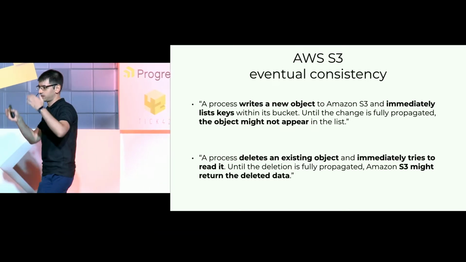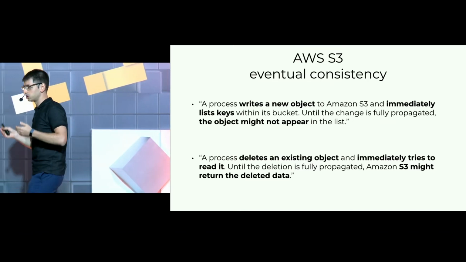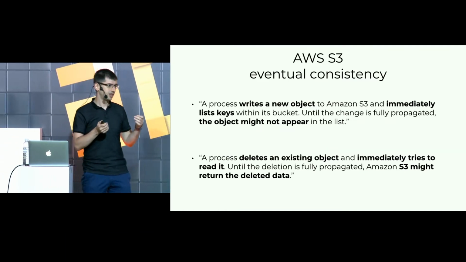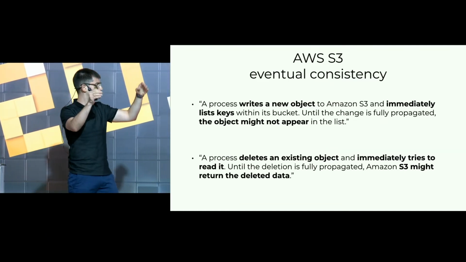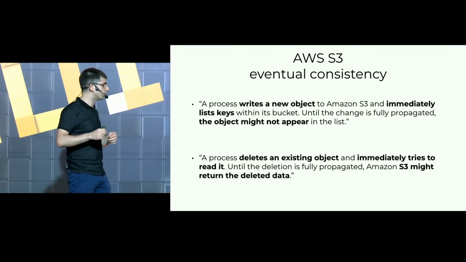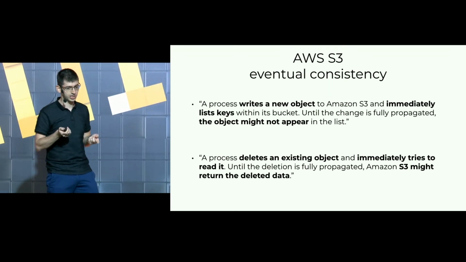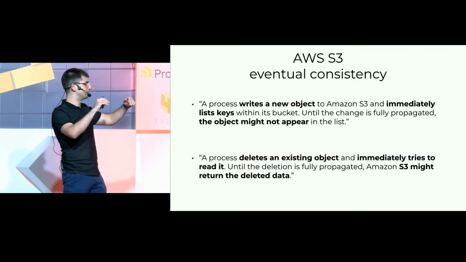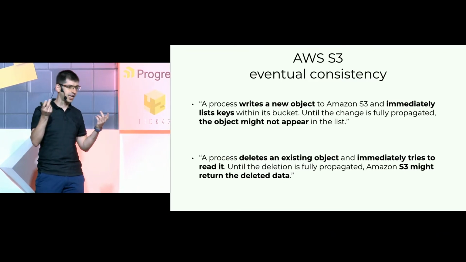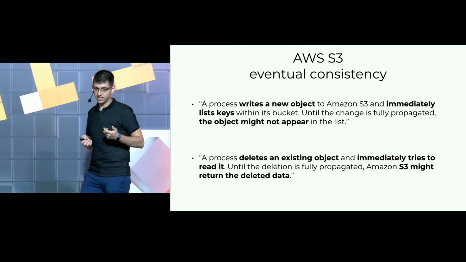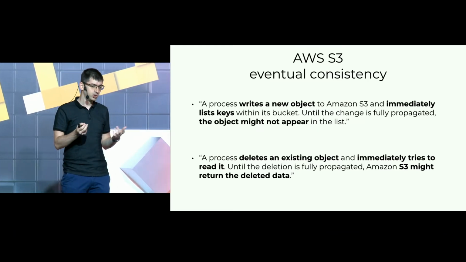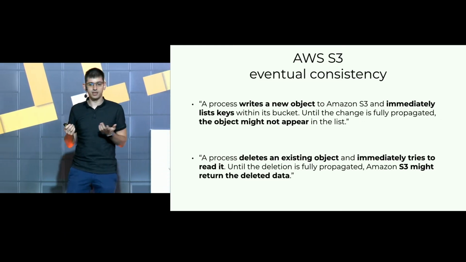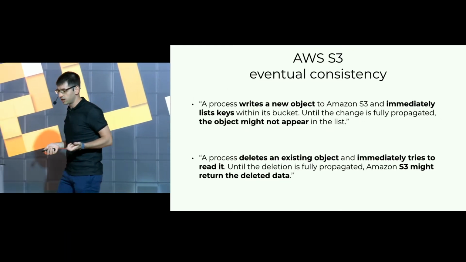So that means that the sequential execution of logic that you're used to from single-threaded programs, like I'm going to delete this object and I'm going to try to read it, and it's all going to fail, is wrong if you're using S3. Or if I write this new object and then I list the directory in which it is, it's like a bucket in Amazon S3 terms, but it's like a directory. But I can do that, and the object may not be there. It might be there, but it may not be there as well.